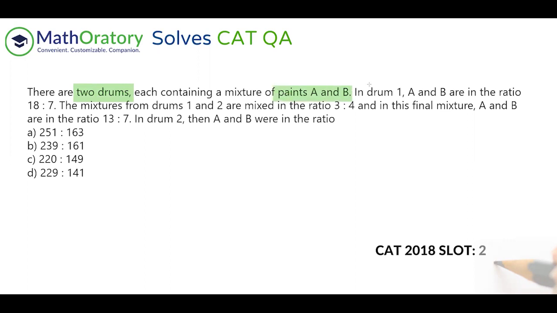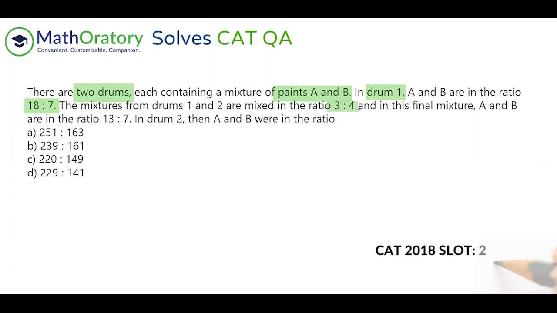In drum one, the ratio of the mixture is given. That is 18 is to 7, A is to B. The two drums are mixed in the ratio 3 is to 4. So this is the most challenging type. Otherwise, there are a lot of ways you can figure it out.